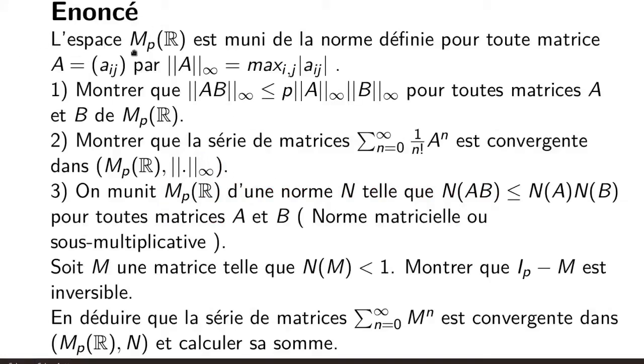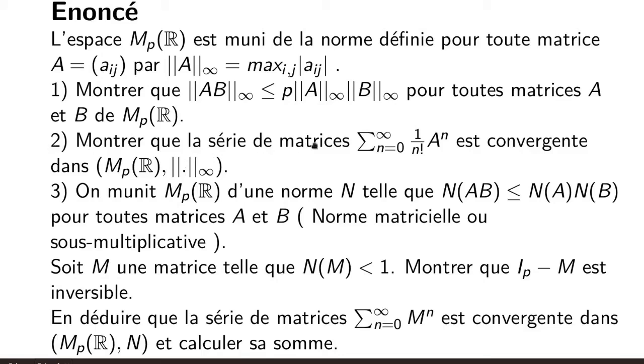The space M_P(R) of square matrices of order P with real coefficients is equipped with the norm defined for any matrix A equal to (a_ij) by the infinity norm of A, which is the max over i,j of the absolute value of a_ij. First question. Show that the infinity norm of AB is bounded by P times the infinity norm of A times the infinity norm of B for any matrices A and B.